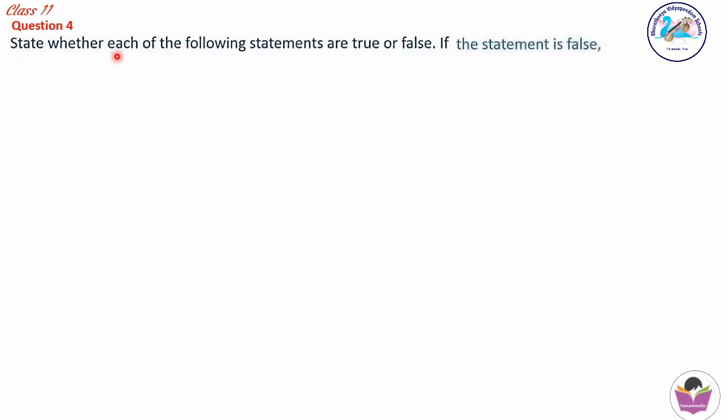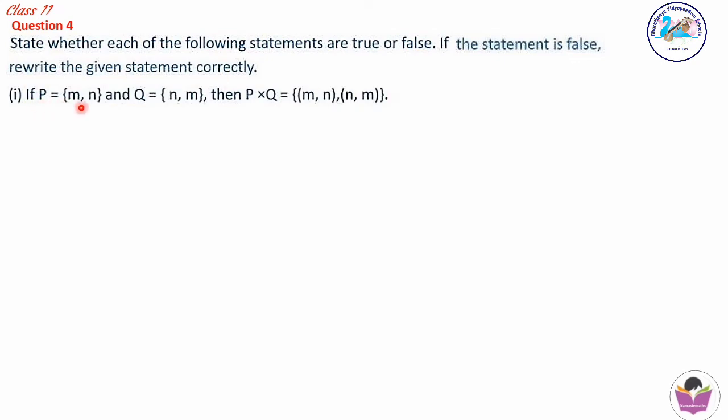Next we shall discuss question number 4. State whether each of the following statements are true or false. If the statement is false, rewrite the given statement correctly. So there are statements which are given to you. We have to check whether it is true or false, and if the statement is false, then we have to write it correctly. First one: if P is equal to set of M, N and Q is equal to set of N, M, then P cross Q is equal to set of M, N, M. This is the statement.